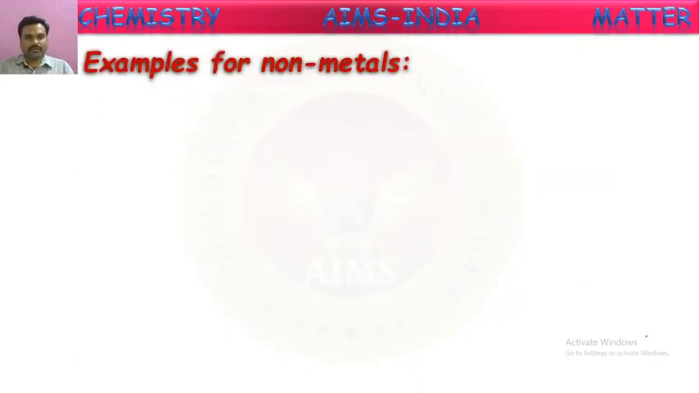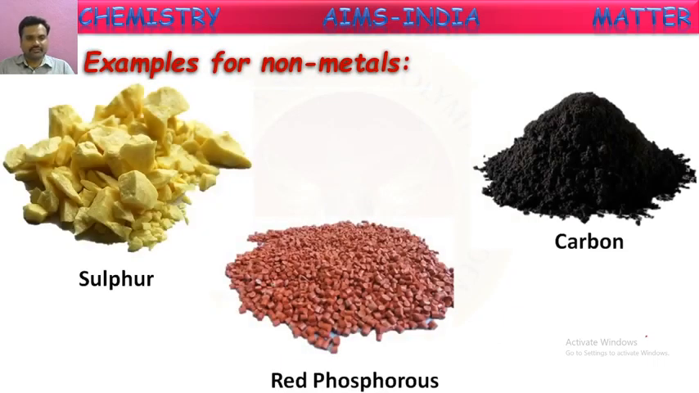Examples of non-metals we can see here: sulfur, red phosphorus, carbon. These are solids, soft solids we can say. They are brittle also. Here it looks like hard stones, but when this piece of sulfur falls on the floor, it breaks up easily into small pieces. That is what we said is brittle in nature. So most of the non-metals are soft solids or gases.